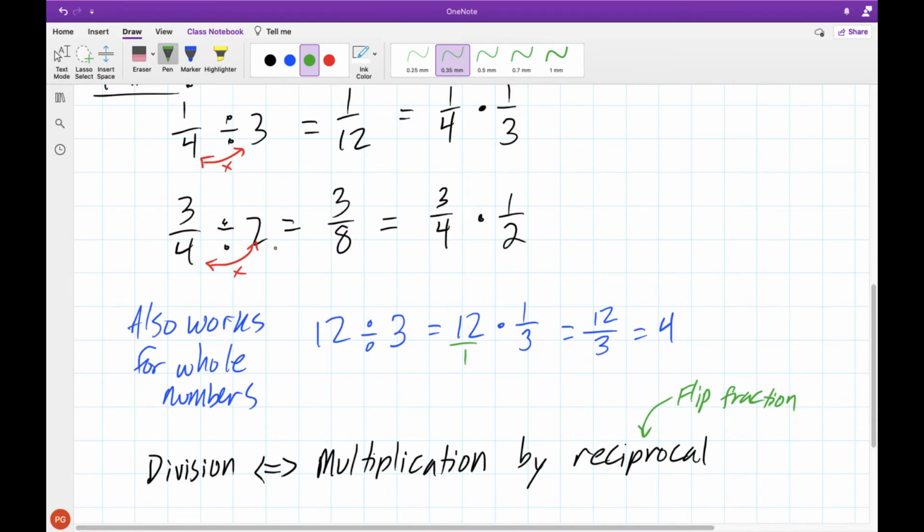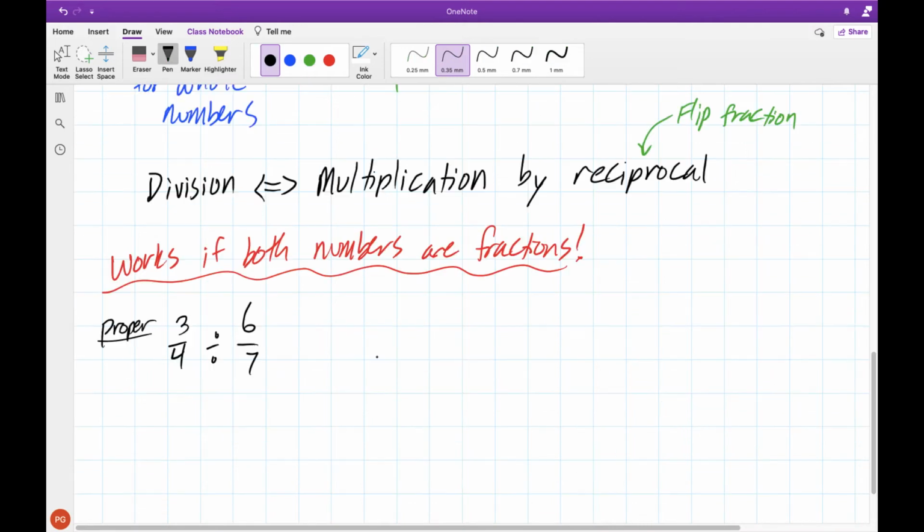But again, we can write whole numbers as fractions if we divide by 1. So if we have 3 over 1 flipped is 1 over 3. 2 over 1 flipped is 1 over 2. 3 over 1 flipped is 1 over 3. And as it turns out, this also works if both numbers are fractions. Division and multiplication by reciprocal are the same thing even for fractions.